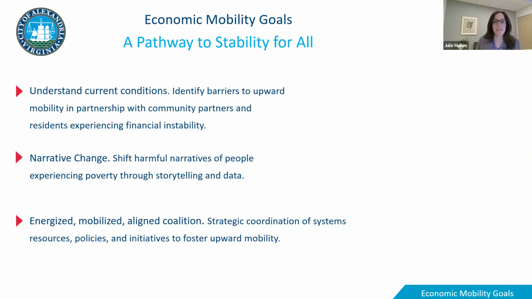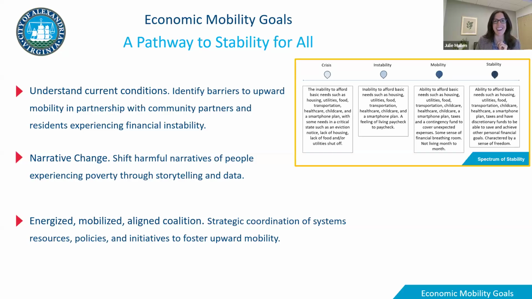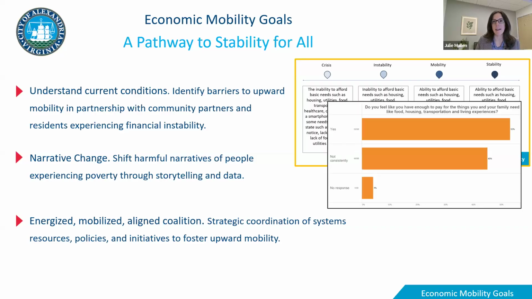And so in order to do that initially, we really just dug into understanding what are the current conditions for the City of Alexandria. If you could click, I have a couple examples. First we conducted a participatory process to define, in partnership with community partners, what are the definitions for the stages of mobility for the community. So what does crisis look like? What does instability look like? What does mobility and what does stability? This was language level setting: what are we all talking about here?